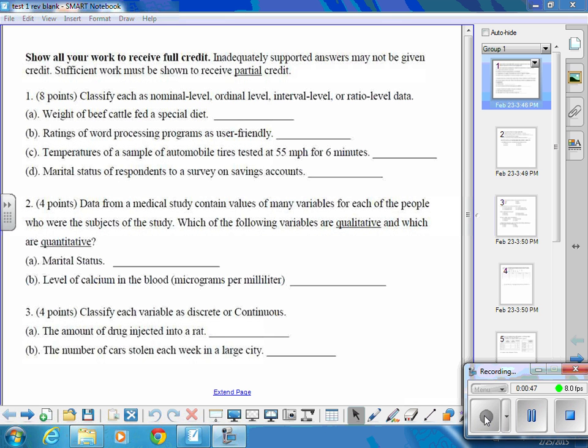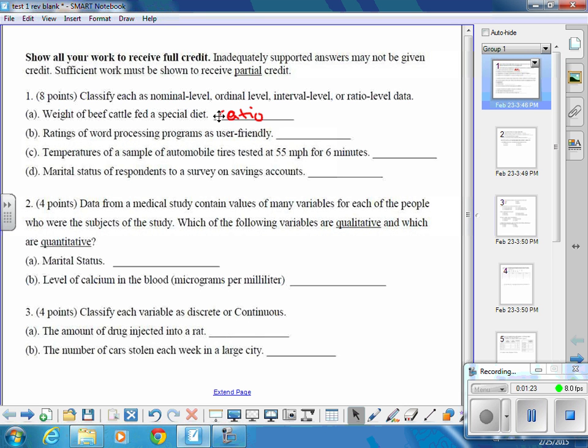Okay, let's get started. The first one is asking to classify each of these examples as nominal, ordinal, interval, or ratio level data. Let's go through and talk about why each one is what it is. The first one says weight of beef cattle fed a special diet. That is ratio data, because in a ratio it has to be able to be compared to other things. So for instance, weight, height, things like that, you can compare them to each other. You can make them a ratio.